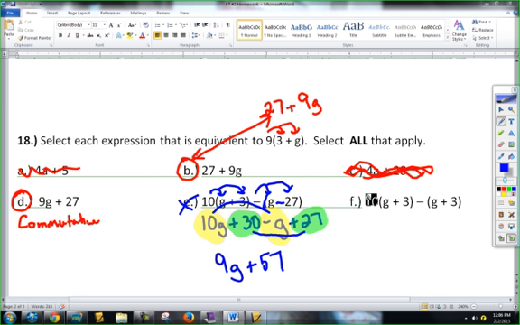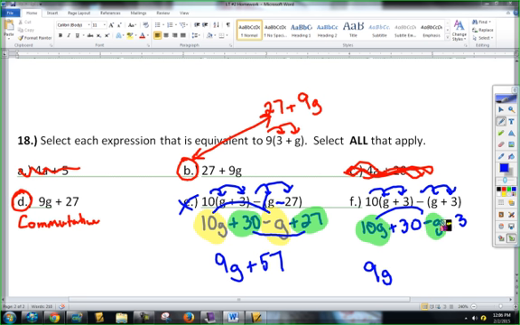Okay, now I got to do the same thing for F now. So we're going to first of all expand it. So that's going to be 10g plus 30. Now I'm going to expand the negative through. That's going to be negative g minus 3. Does everybody see that? Okay, well then I have 10 g's and I have negative 1g. That means I have what? 9g. I have the constant 30, but here I'm subtracting 3. So how many do I have? So I have positive 27. Now, is that going to be the same as that? Yeah. Did you see how I proved it?